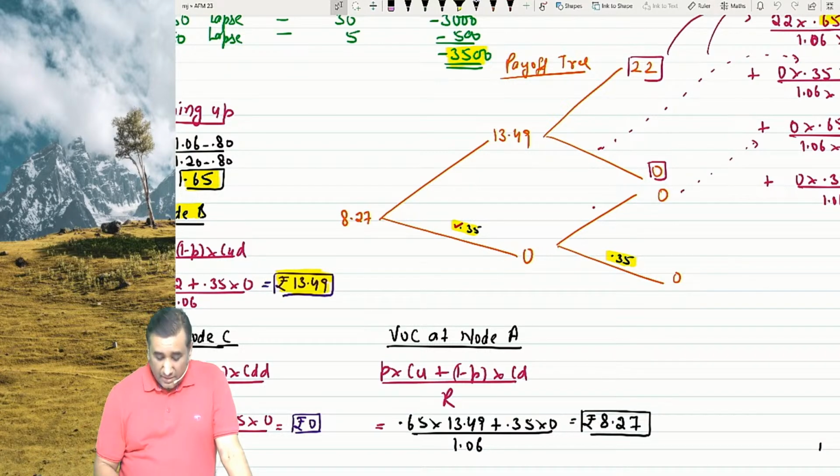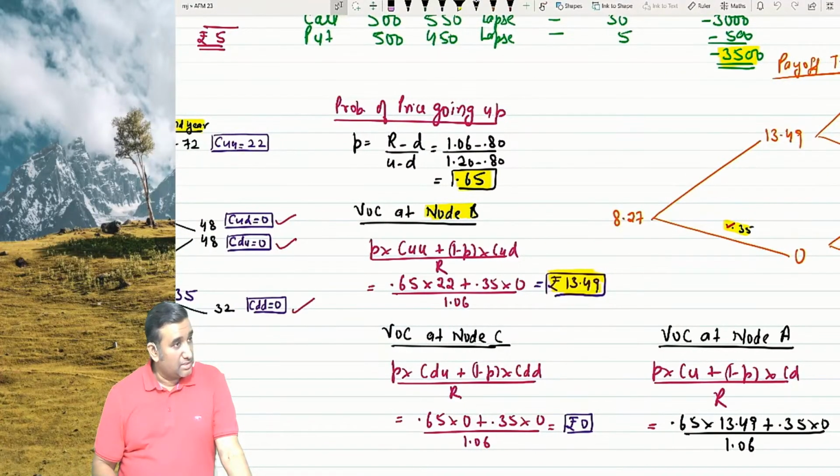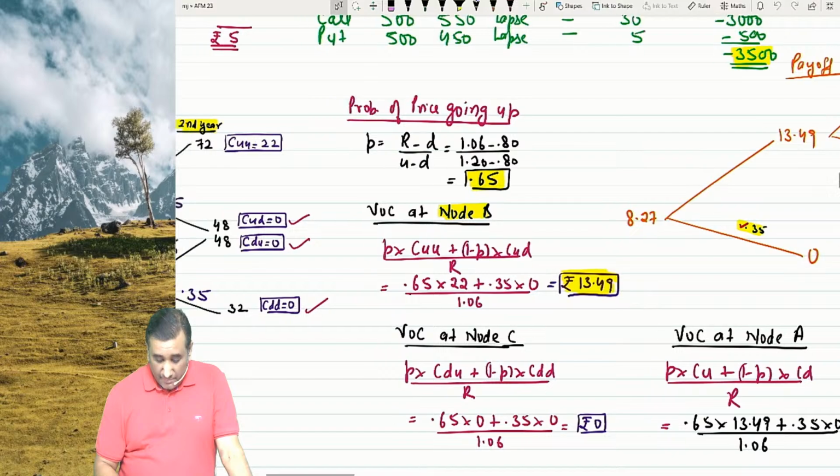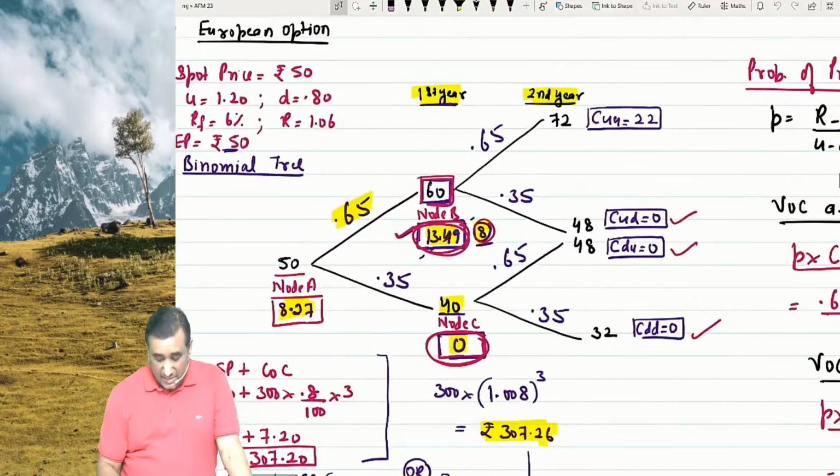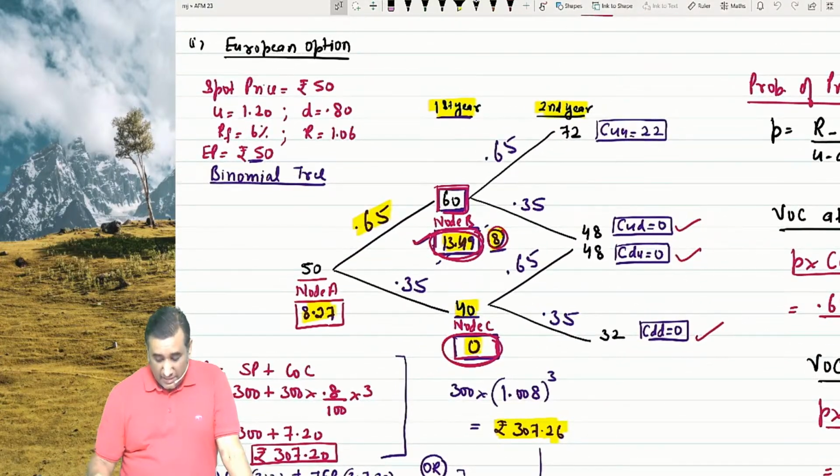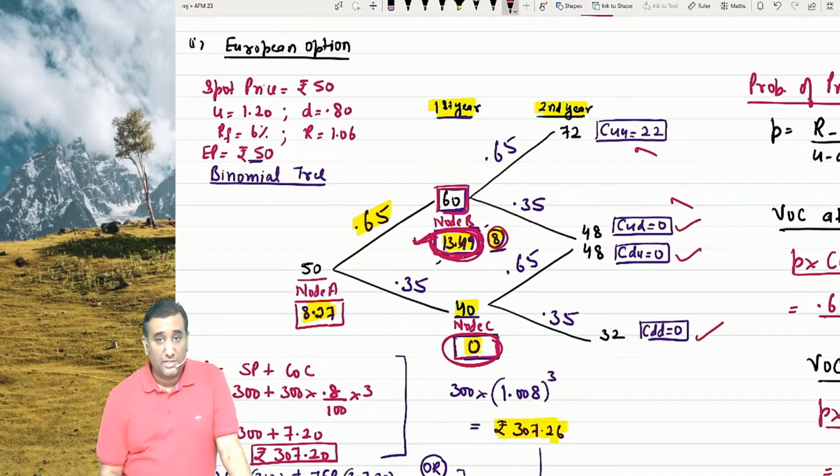American, by chance the answer comes the same, but an American option actually can be exercised at any point of time. Right, care has to be taken every time when you stand here. You have to compare this. This is called, which you have calculated as a discounting of 22 and a 0. This value should be compared with the intrinsic value.